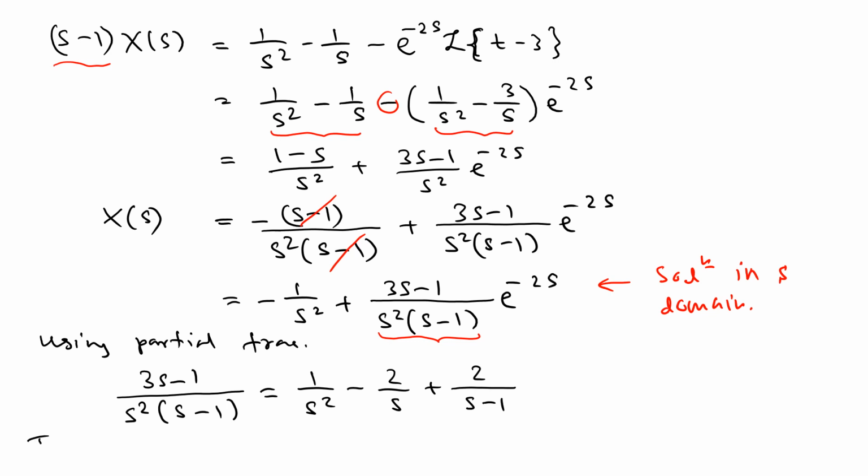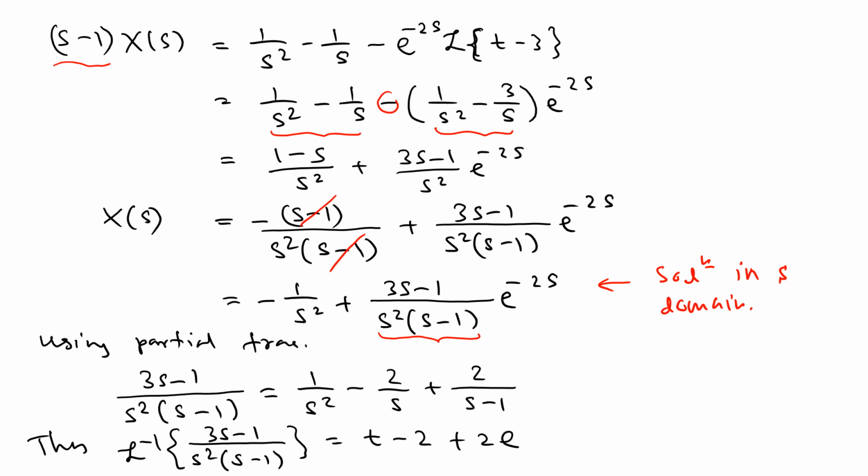So we can say thus the inverse Laplace transform of this. So we're going to find the inverse of 3s minus 1 over s squared (s minus 1). So let's go one by one. The first term says it is t. The second term says it is 2. The next term, we have a, this is the e to the at function. So it is a equals 1. That means it is e to the t. So remember, it's always the opposite sign. Okay, so that's the function.